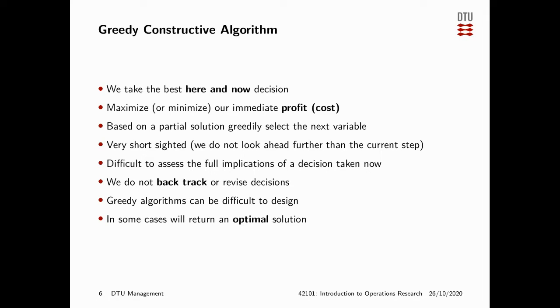Typically, you don't backtrack or revise decisions. You just accept that the choices towards the end of the construction phase are maybe going to be bad. Next week, we will look at something called an improvement heuristic, which relies on an initial feasible solution that we then try to improve. So usually constructive algorithms are not the end of the story, but they give us a start where we can improve later. Greedy algorithms can be very difficult to design. In some cases, they don't even provide a feasible solution, but in some cases, they will actually return you the optimal solution.